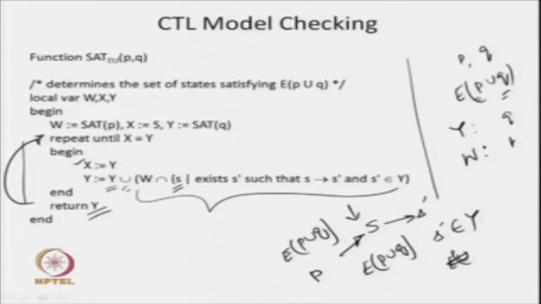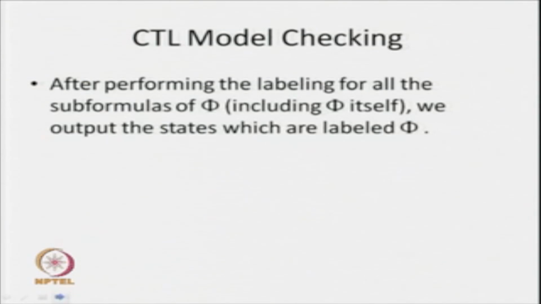And if no more new states can be added to this set, then we can say that we are not going to get any more states, and this is the final set of states. That is why we are returning this set of states Y. Okay. So, these are the sets of states we are going to see.